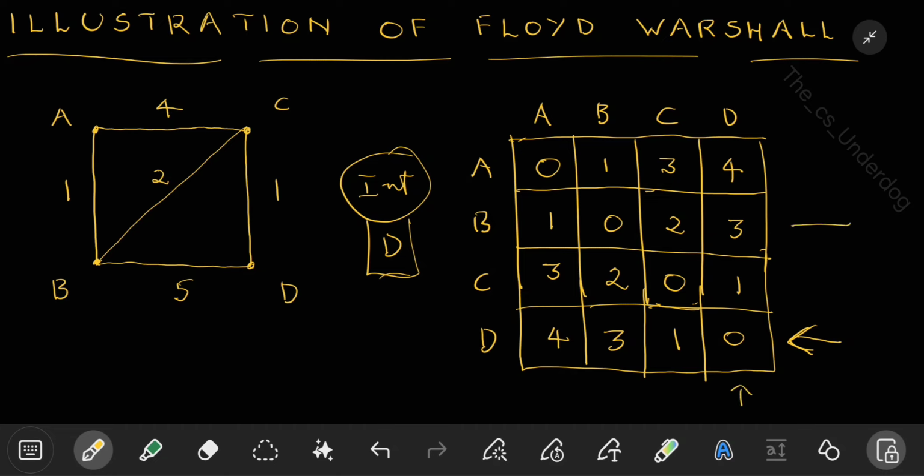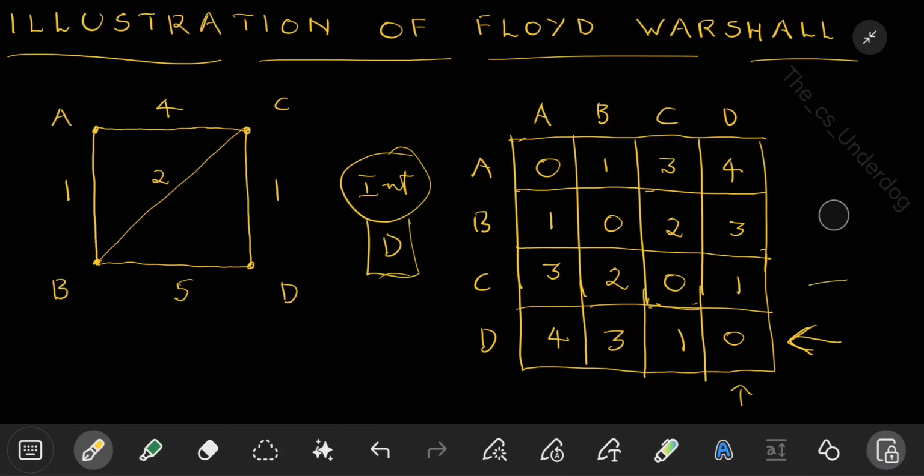B's row. BA, BB are already the smallest possible values. Let us take BC. BC equals BD plus DC. BD is 3 plus DC is 1, so it will give you a total of 4. 4 is larger than what is already there at BC. BC is presently 2, so you should not update it with 4. You should keep it as 2. This should be 3 only, this should be 1 only. BC is also done. Next, we will go to the next row.